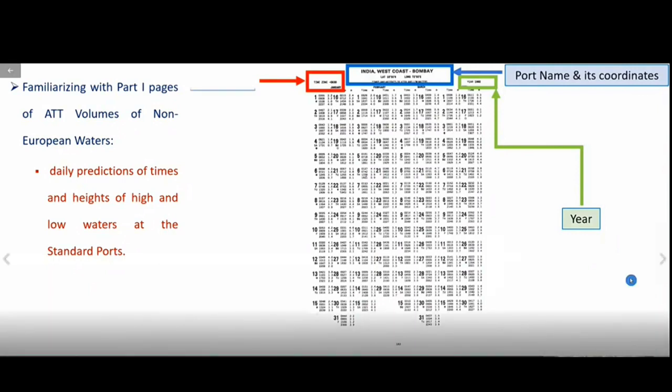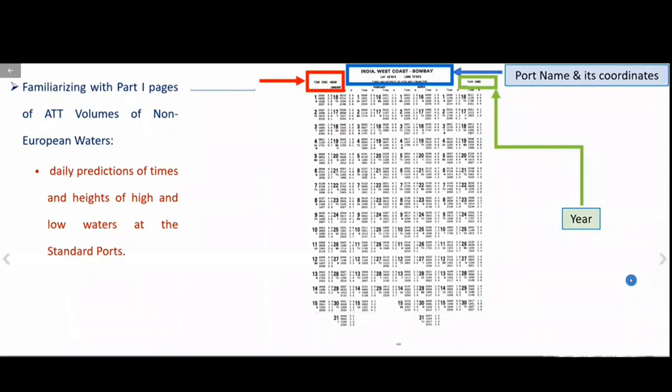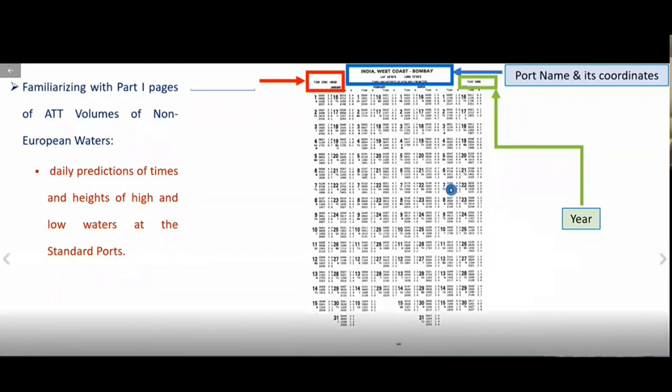Okay. Now, beta, first exercise we do is, now we know Bombay is in volume 2 or volume 3, some volume other than volume 1. So can you find out this page in your tide table booklet? How will you find out a particular port, beta?